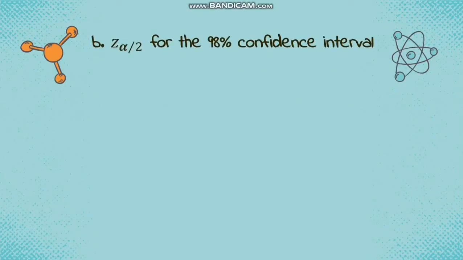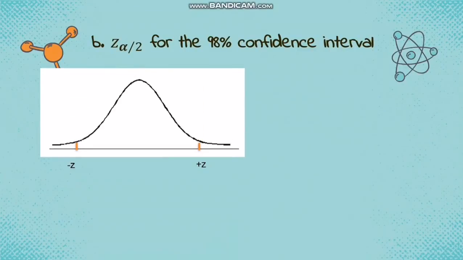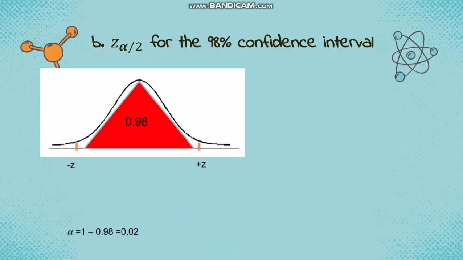B, z sub alpha over 2 for the 98% confidence interval. By the use of the normal curve distribution between negative z and positive z, the area of this region is based on the confidence level, which is 98%. So, this area is 0.98. Let's first find the alpha. Alpha is equal to 1 minus 0.98, which is equal to 0.02, which represents the total area in both tails of the standard normal distribution curve.